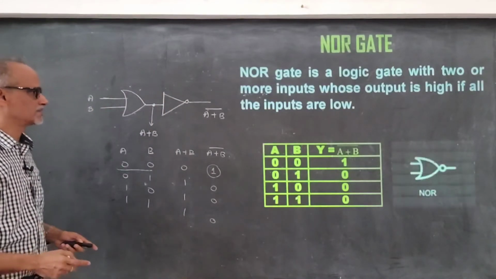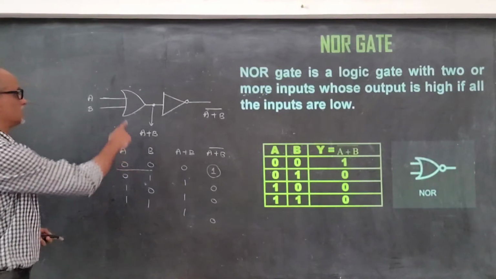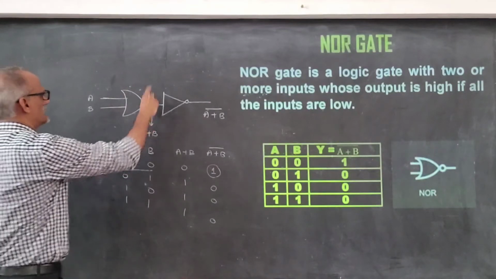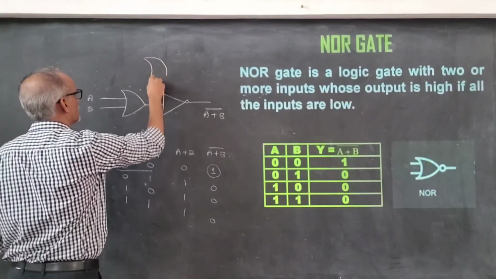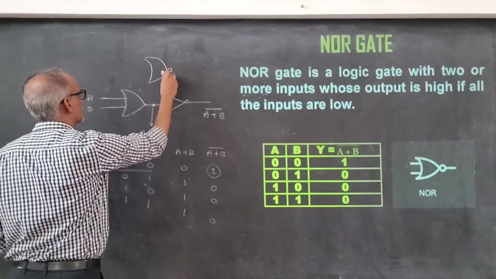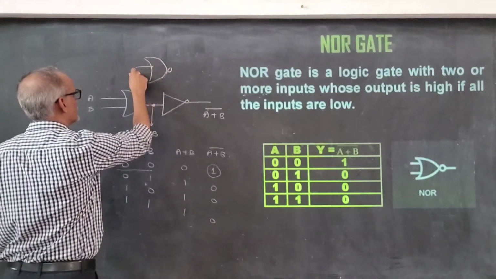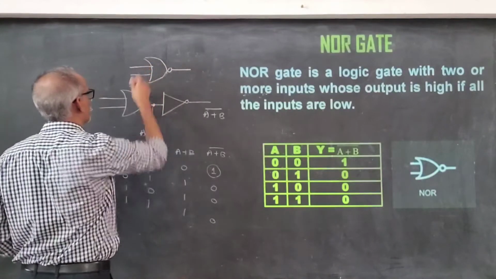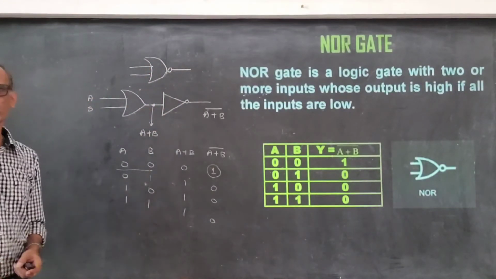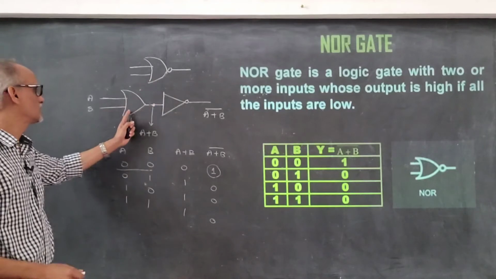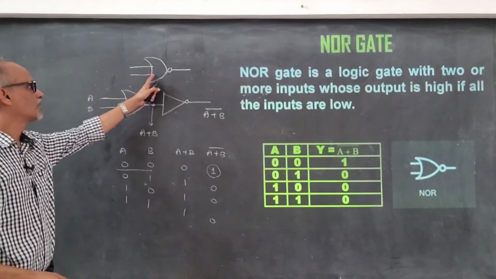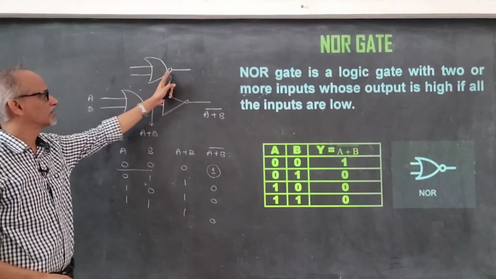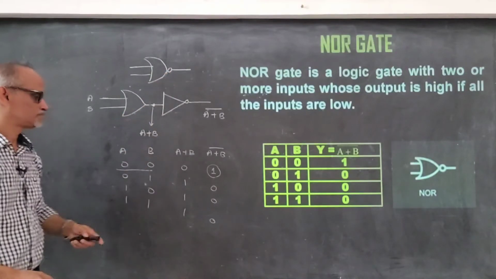What is the logical symbol? See, this is the symbol of the OR gate. The NOR gate symbol is similar to that of the OR gate, but we use the complementary symbol, the bubble. So that is the symbol or the notation for the NOR gate. Hope you understood the difference between the symbol of the OR gate and a NOR gate. For a NOR gate, there is an additional inversion symbol, the bubble.